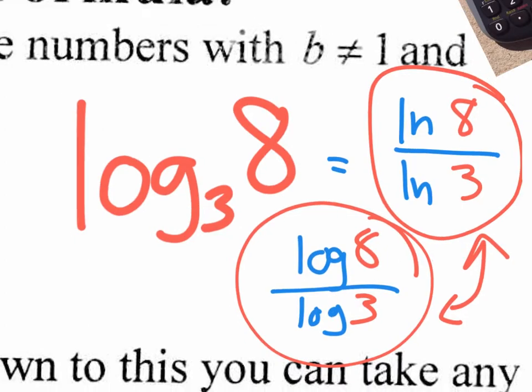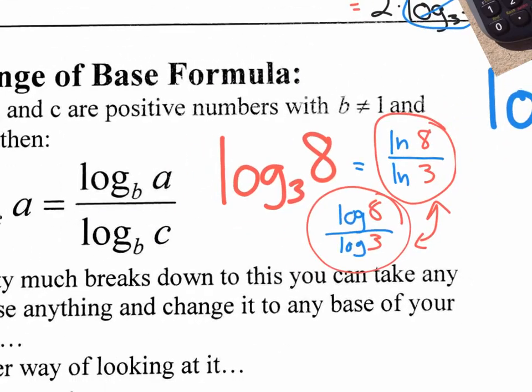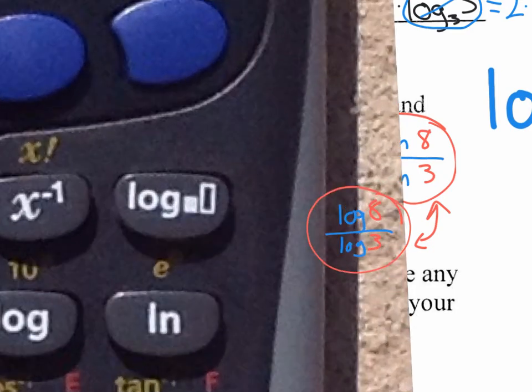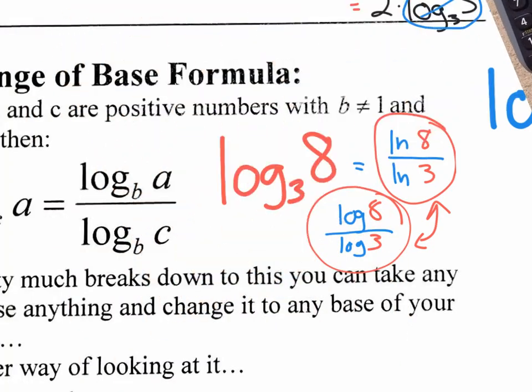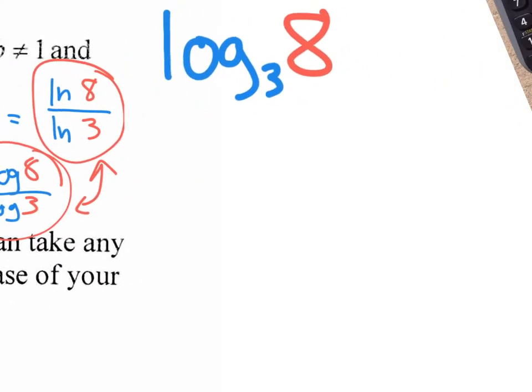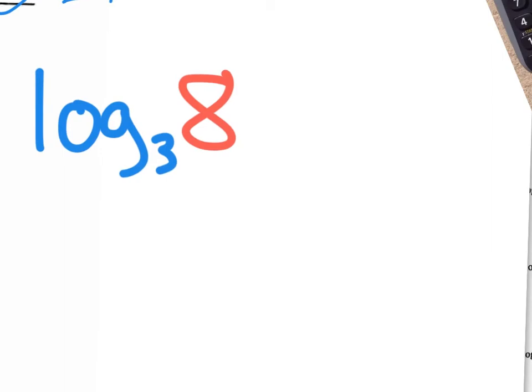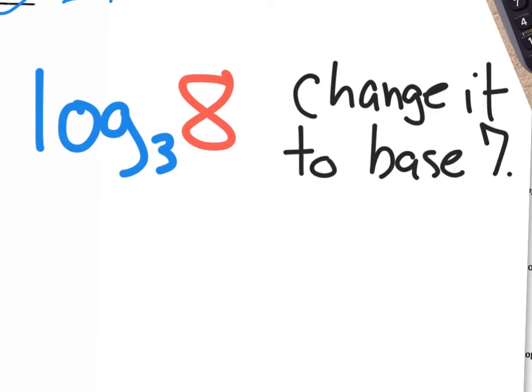Now, like I said, before it was really useful. Right now you're probably thinking, then why the heck do I even want to learn this formula if I could just use this calculator? I have this button on this calculator. That is true, but what I've seen on a lot of state tests is they'll give you this expression, log base 3 of 8, and they'll tell you to change it to base 7, right? The calculator doesn't even do that. Even the Casio, you can't change it to base 7.